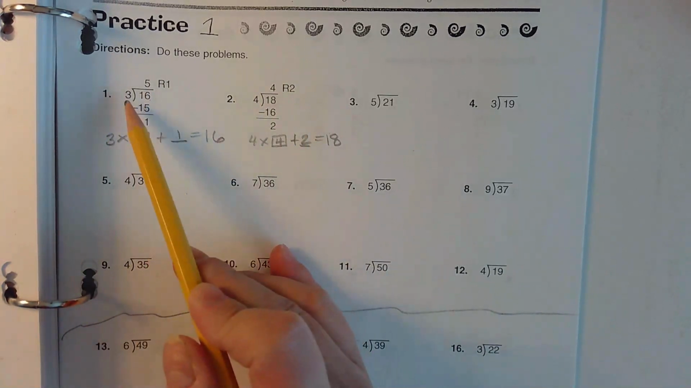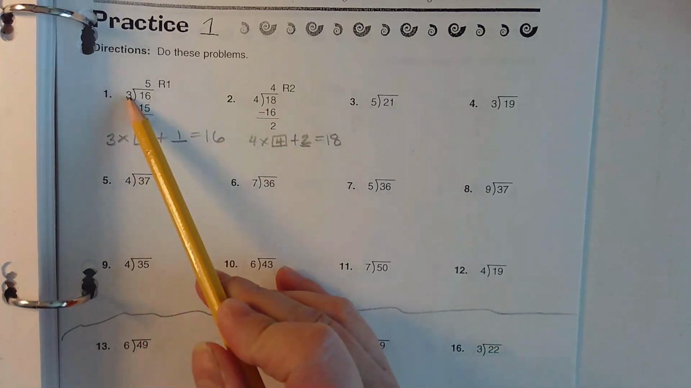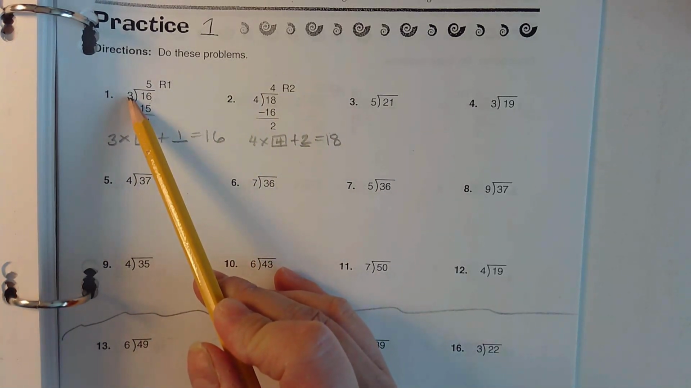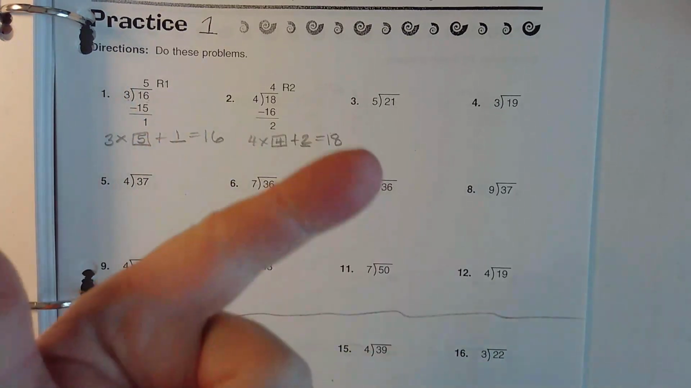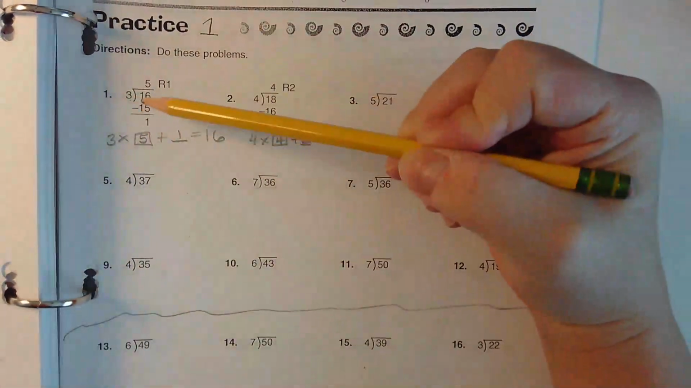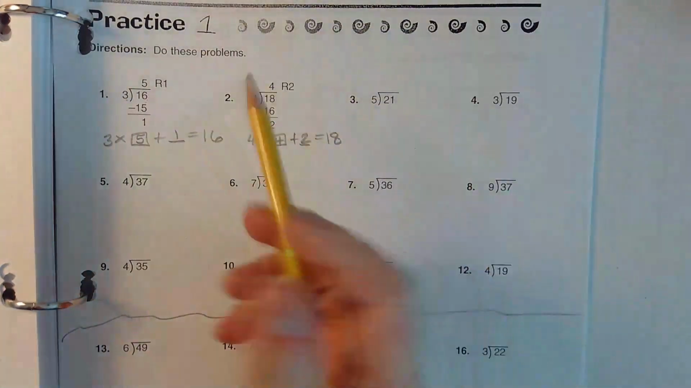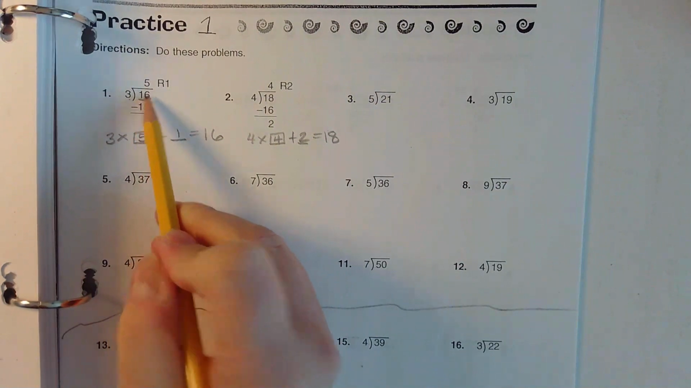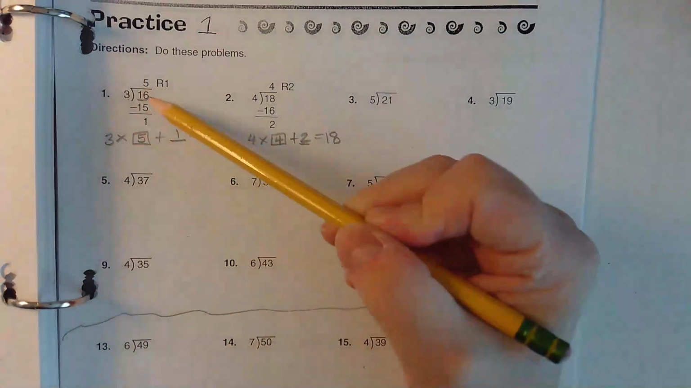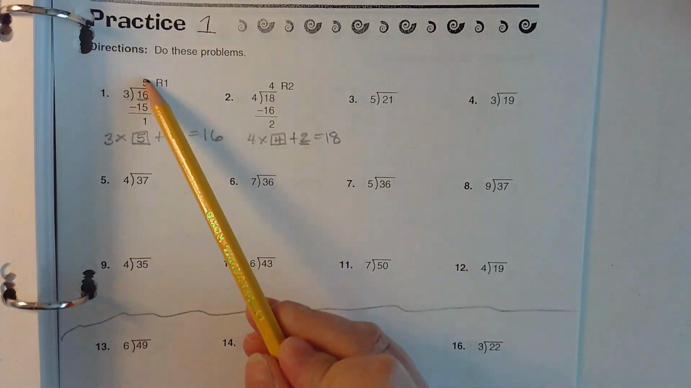In number 1, we have 3 divided into 16, okay? So we think to ourselves, 3 times what number is as close as possible to 16 without going over? 3, 6, 9, 12, 15, 5. Okay, so that's where the 5 comes from. Notice the 5 is above the 6. The reason the 5 is above the 6 is because that 3 is being divided into the whole number 16, okay? Not the 1, but the 16. So the 5 goes there.